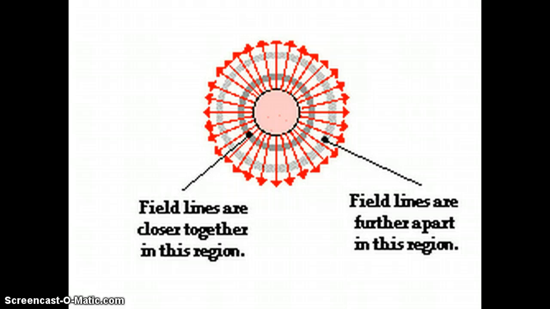The second rule for drawing electric field lines involves drawing lines of force perpendicular to the surface of objects at the locations where the lines connect to the object's surface. And lastly, electrical field lines cannot cross each other at any given location in space.